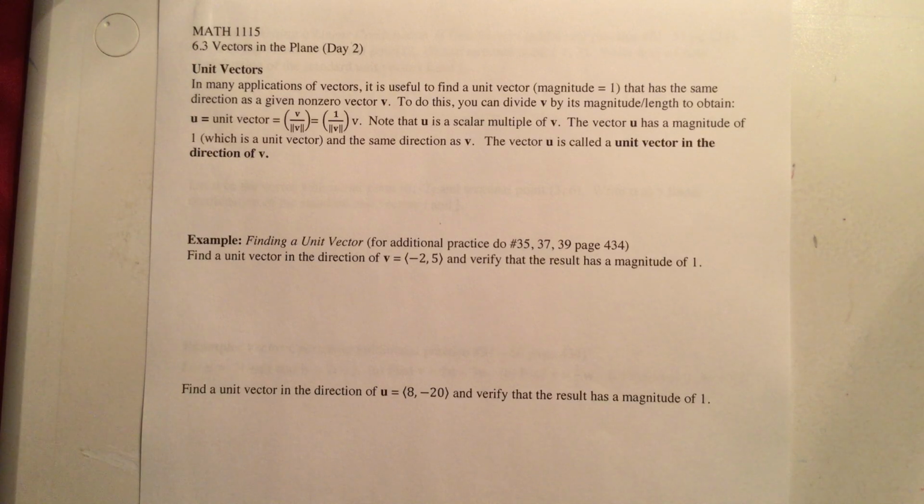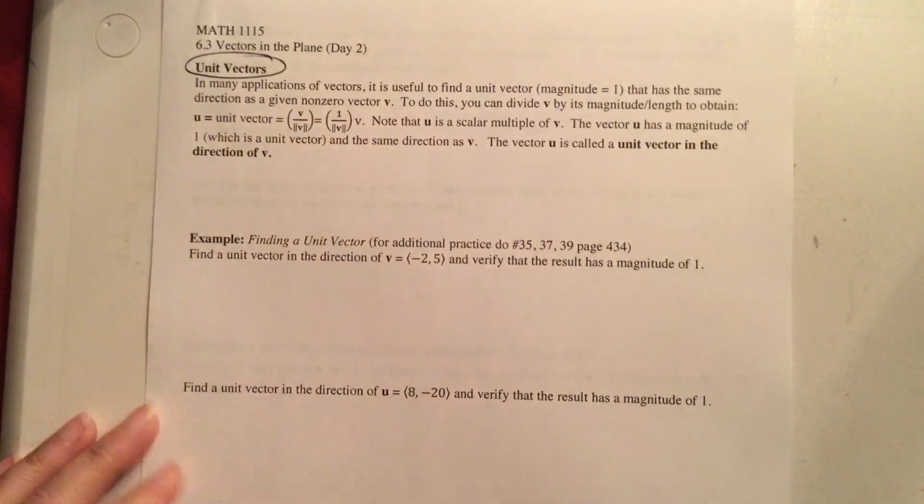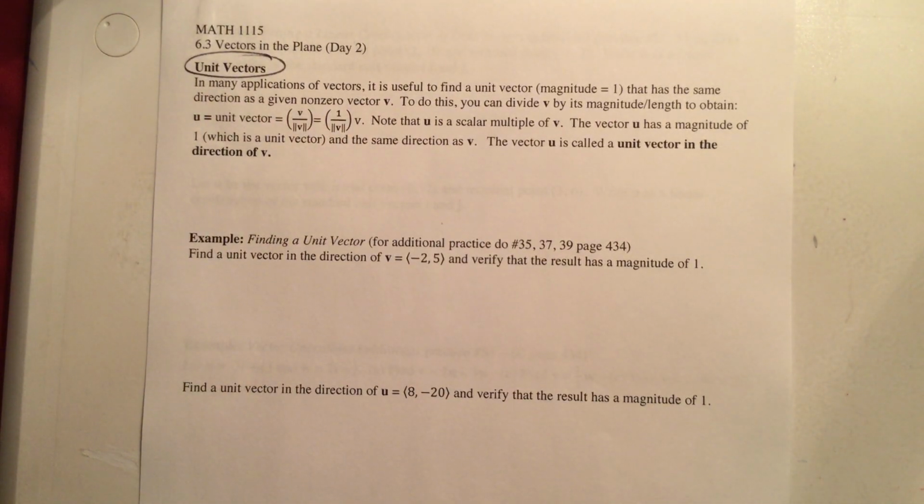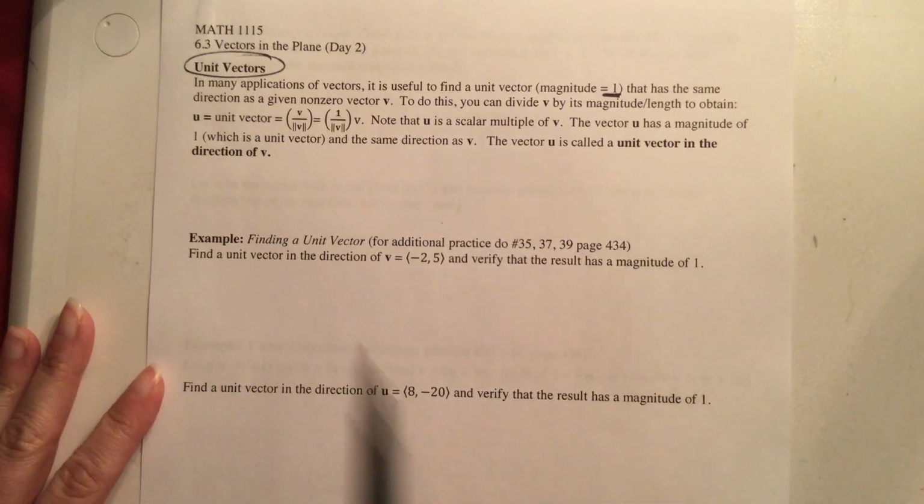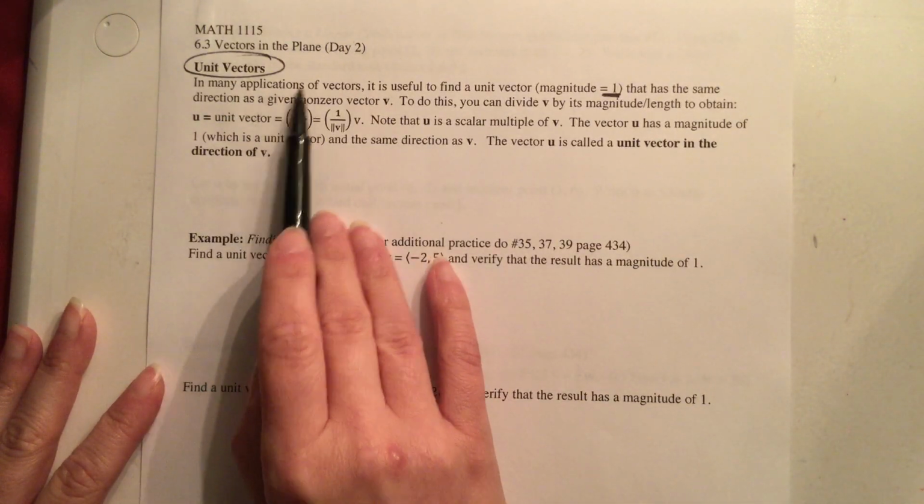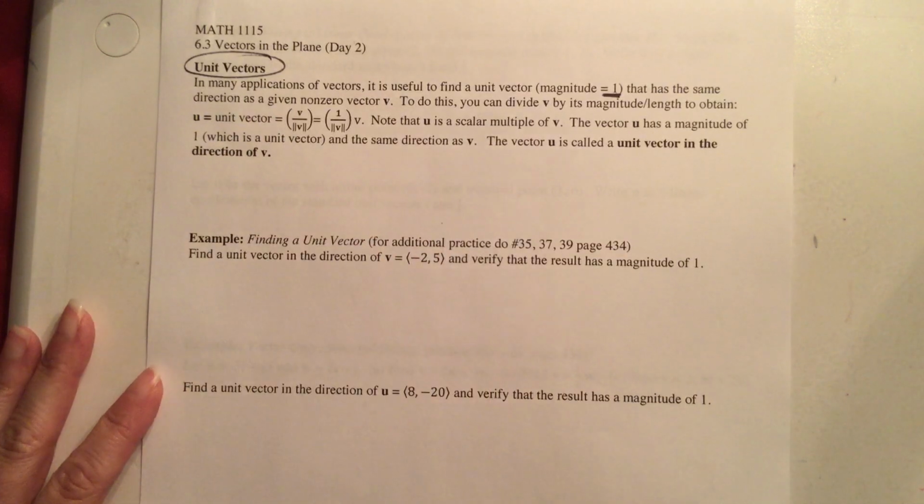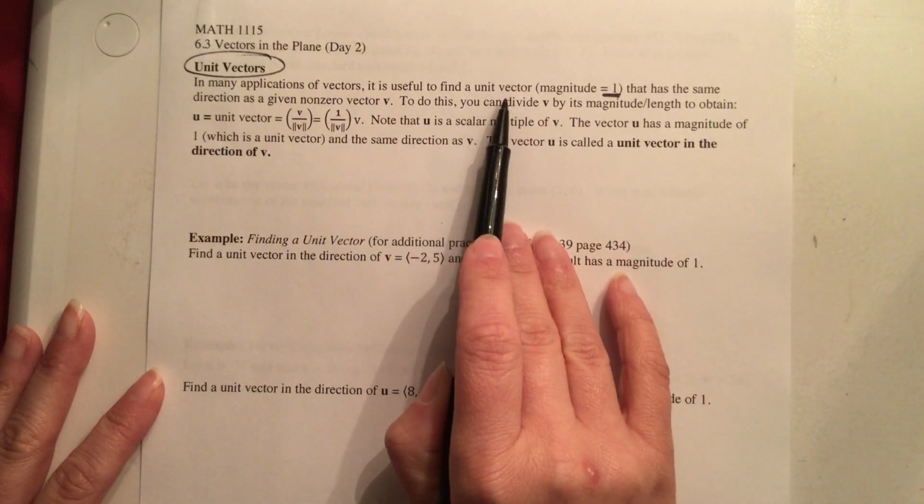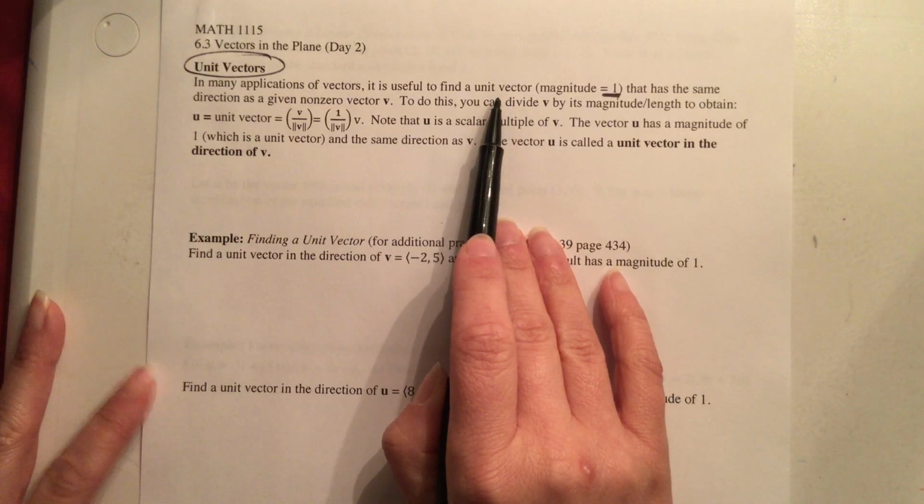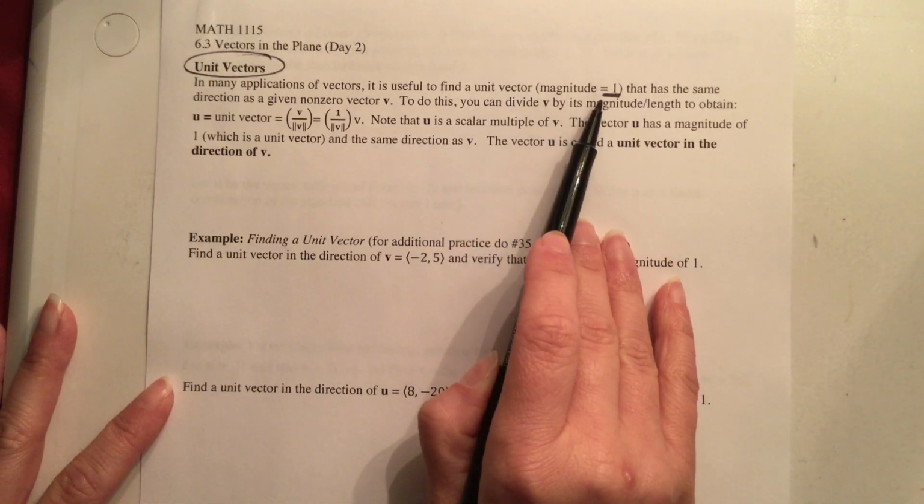Today we're going to focus a little bit more on what are called unit vectors. Remember the definition of a unit vector. If you find the magnitude, and the magnitude is a length, the magnitude has to equal 1. So when you get to those story problems, in many applications of vectors, it's useful if you can find the unit vector. The unit vector is the vector that has a magnitude or a length of 1.